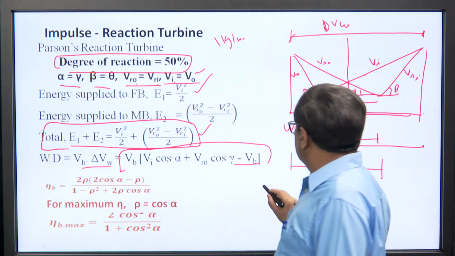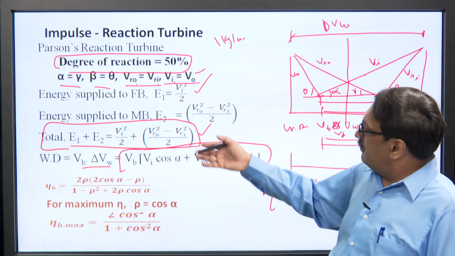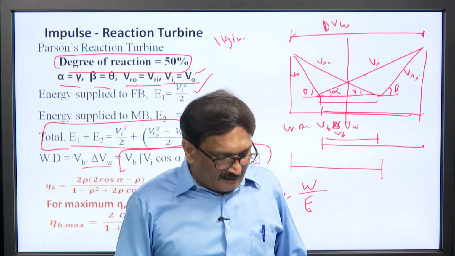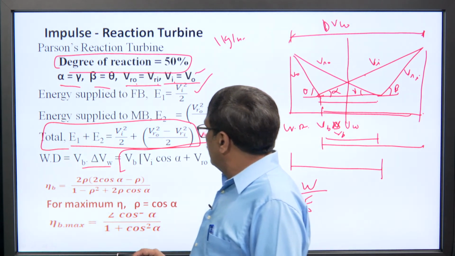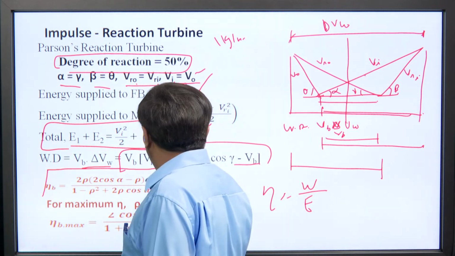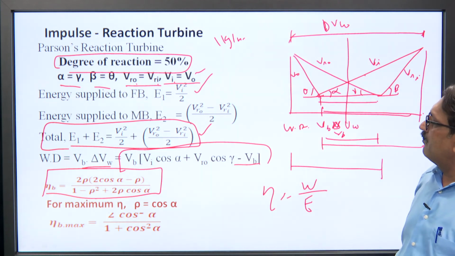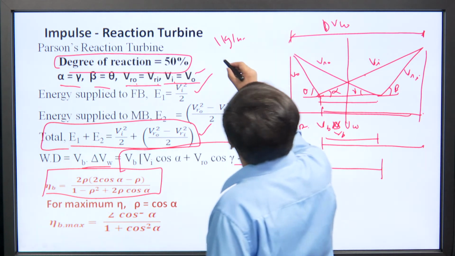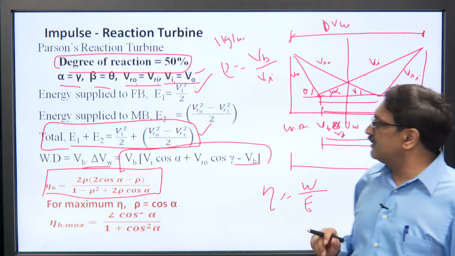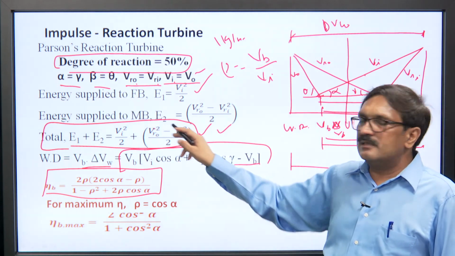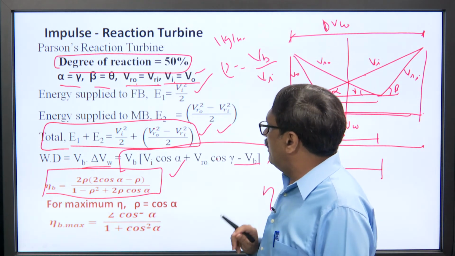And when we find the efficiency, work done upon energy supplied, and derive it finally, the efficiency for the case of the reaction turbine comes as 2 rho cos alpha minus rho square divided by 1 minus rho square plus 2 rho cos alpha, where rho is equal to Vb upon Vi. This is the expression for the efficiency. Dividing these and rearranging the terms in terms of V1, Vi, etcetera, we find the value of the efficiency.